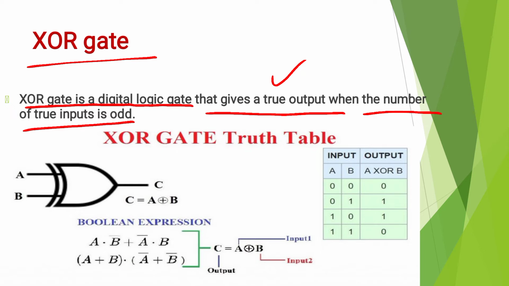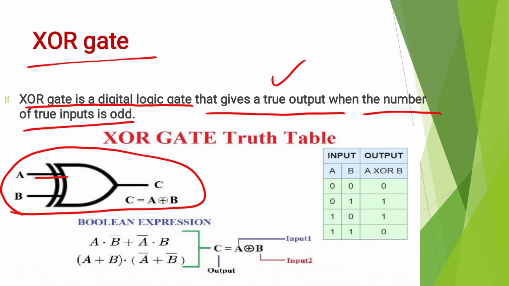If we have so many inputs for XOR gate, and the number of true inputs is odd, then we get the output as 1. Okay, number of true inputs are odd, then the output is also true. If the number of true inputs is even, then the output will become 0. That is about XOR gate. Let us see the symbolic representation of the XOR gate. Here the inputs are A and B, and the output of the XOR gate is C equal to A XOR B.